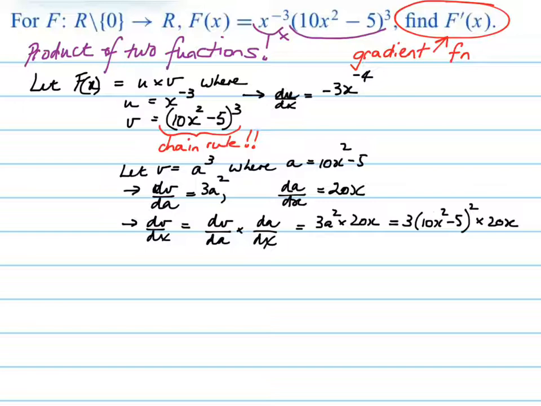Nasty little beast, wasn't it? Now I think we just need to clean that up a little bit. It'll be 60x times that thing squared. Okay, it looks ugly, but hey, it's given up without a fight because we did it correctly. Now we've just got to put our formula for the product rule down. We went to all that trouble just to get dv dx, and du dx was pretty easy. Now we've got to do the product rule.